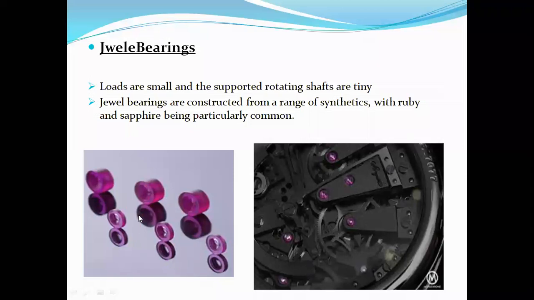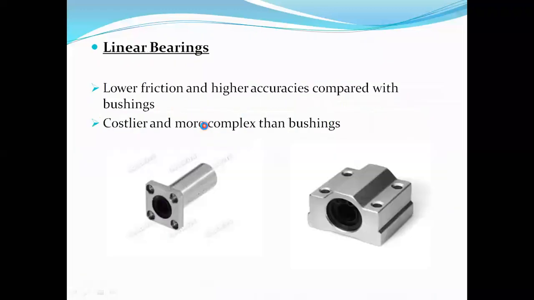The loads are small and the supported rotating shafts are thin, so it is used for medium loads and small loads. What you are seeing is one of the applications where we can use this jewel bearing. This type of bearing is used in small watches. So this is another type of bearing, the jewel bearing. These are the different types of bearings.